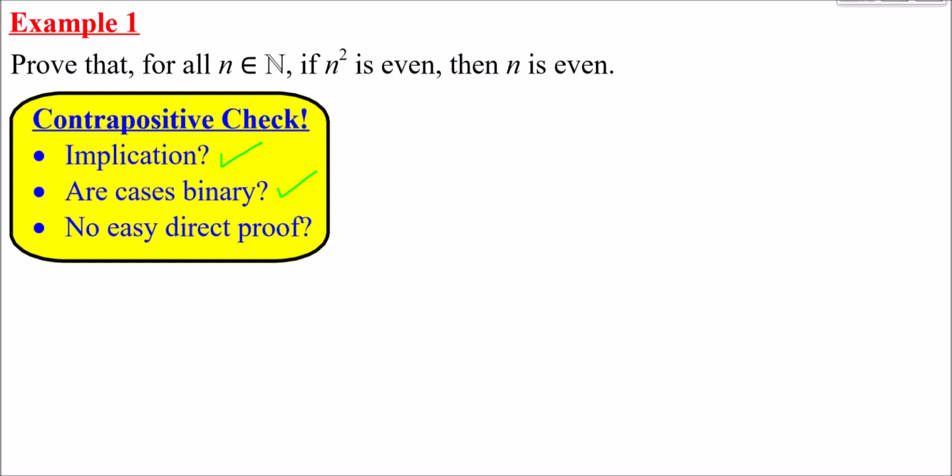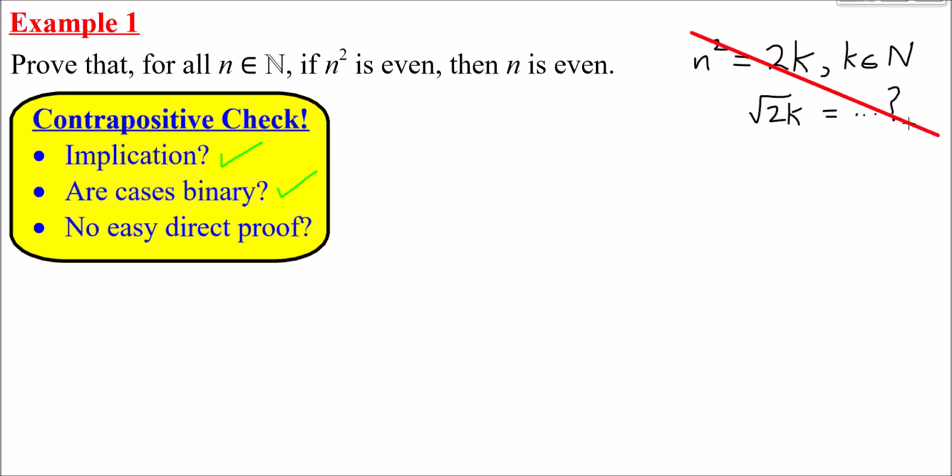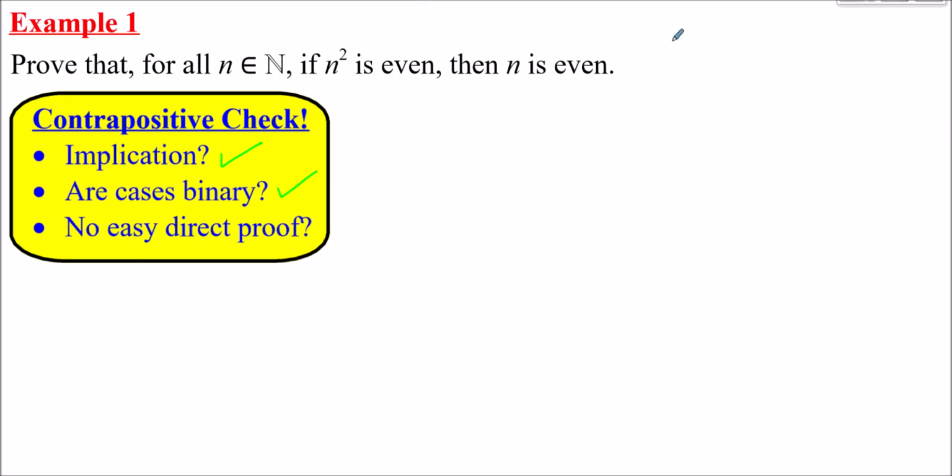Is there no easy direct proof? Well, if n squared is even, then we can say n squared equals 2k, where k is a member of the naturals. But to show that this is even, could I square root 2k algebraically? No, I can't. It's not easy at all. So in that case, I'm going to abandon ship and think actually maybe the contrapositive would be easier after all. So let's write now this statement in its contrapositive form.